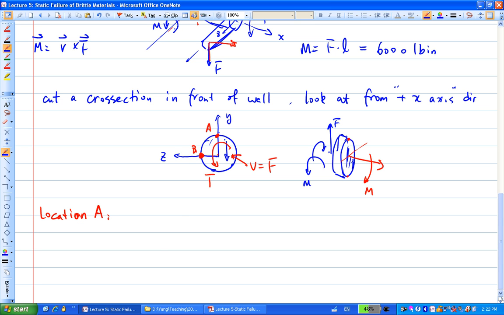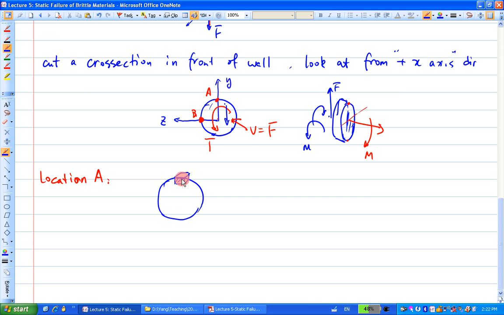So here's a cross section. I'm going to draw a stress element out of the location here, out of the location A. So this is the front. This is basically a small rectangle here. Then you extend that rectangle. That's the stress element we're going to draw. So for this stress element here, I'm going to take out the stress elements here.